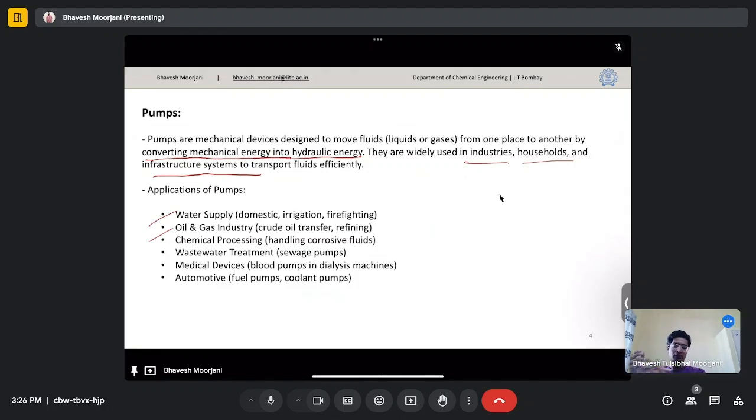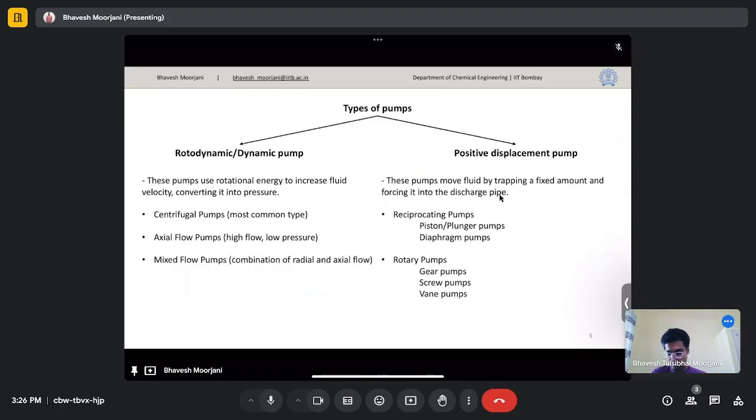So we will come to that also, what is the pump capacity, design capacity and so on. But pumps are needed to transfer fluid from one place to another place. Similarly, in wastewater treatment plants also pumps are needed. Another application is in medical devices, like blood pumps in dialysis machines. Even in automotive, the fuel pump or coolant pump are also widely used. So pumps are everywhere. It's not just pertaining to the chemical industry, but rather from day-to-day applications to even medical applications also.